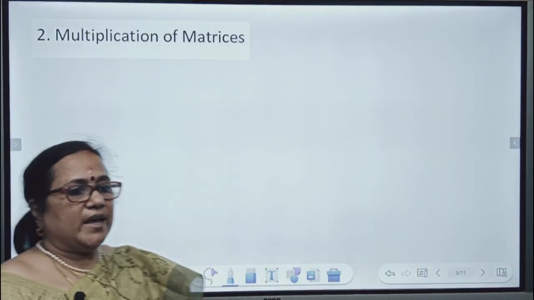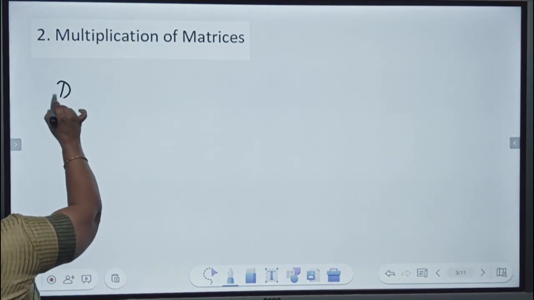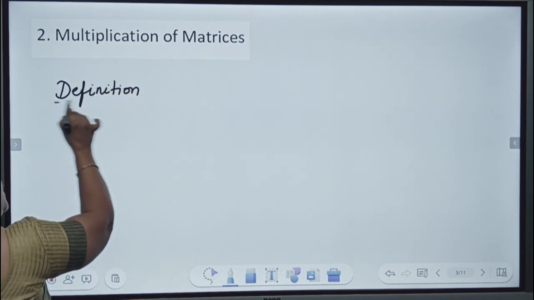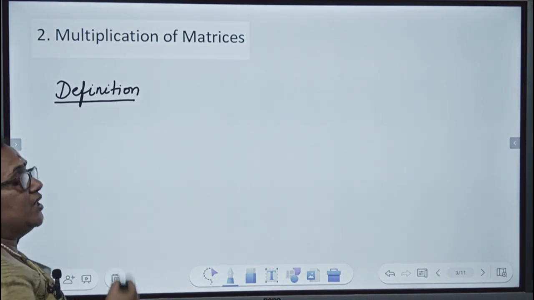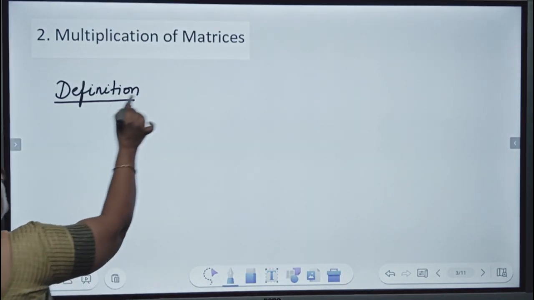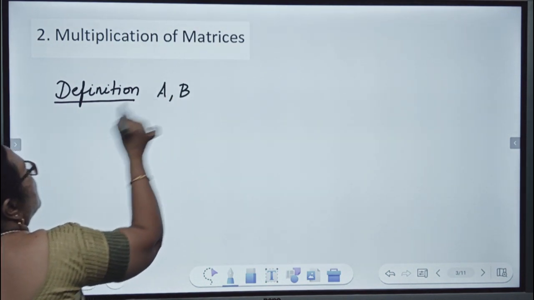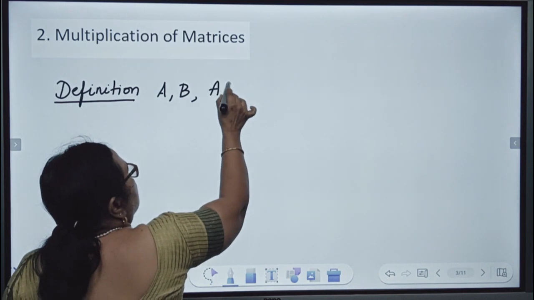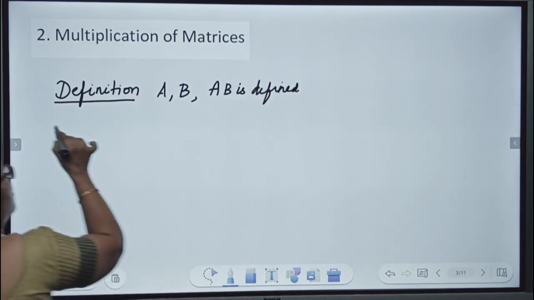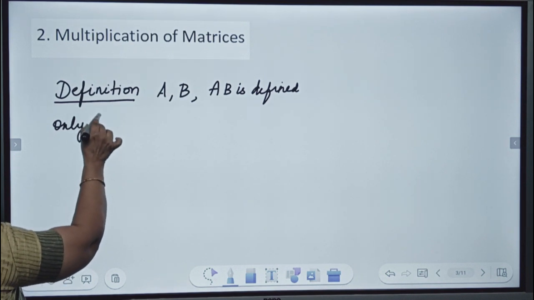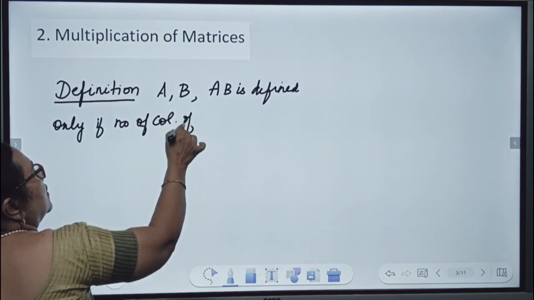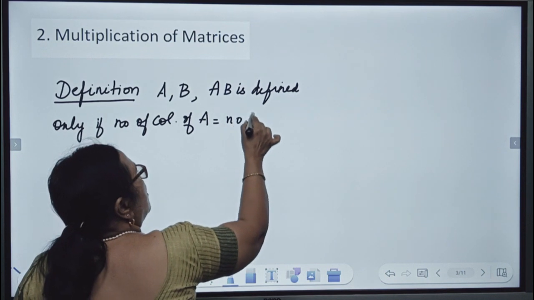Multiplication of two matrices A and B. Let us suppose you have two matrices A and B. The product AB is defined only if the number of columns of A is equal to the number of rows of B. So, if you have two matrices A and B, AB is defined only if the number of columns of A is equal to number of rows of B.